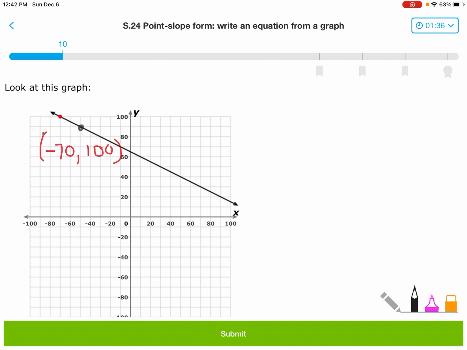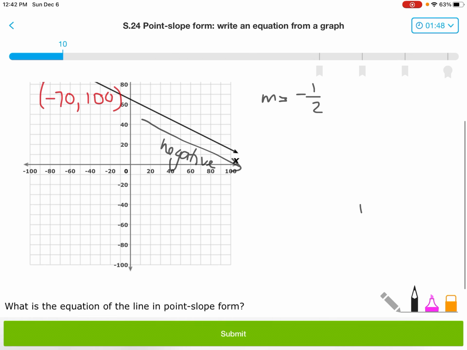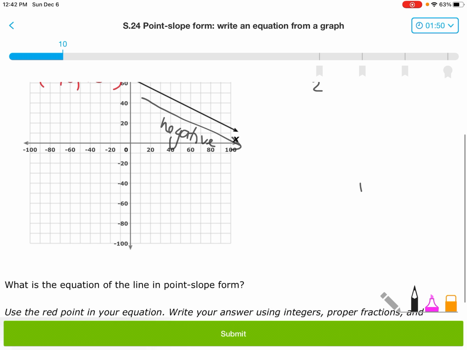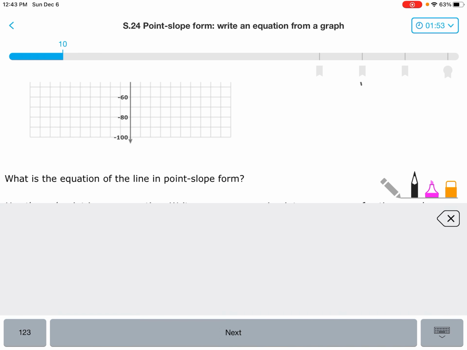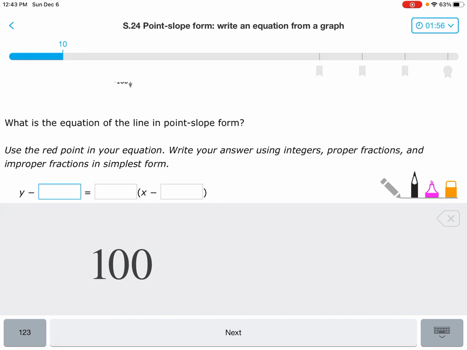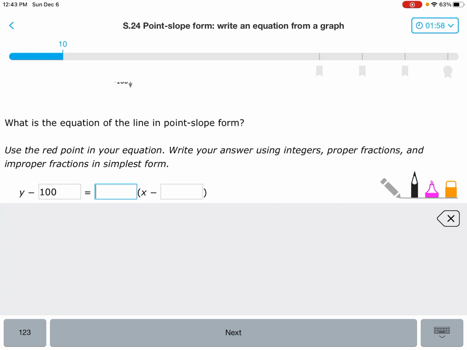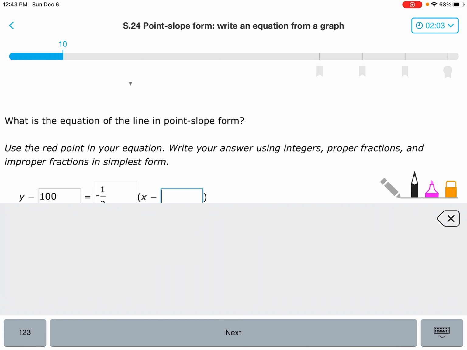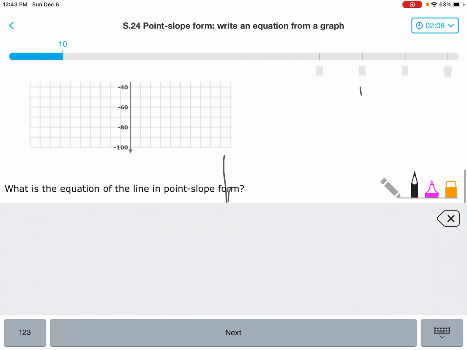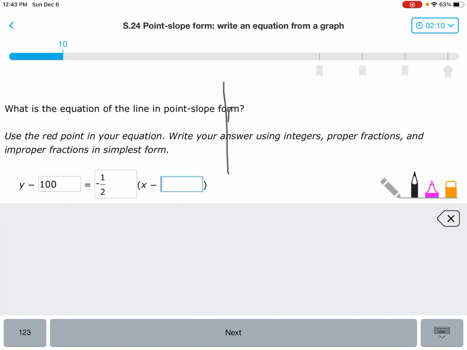Then let's find our slope. So slope is going to be -1/2, right? Because it's decreasing. Okay, so the y value is 100. So y minus 100, -1/2 slope. And the x value was -70.